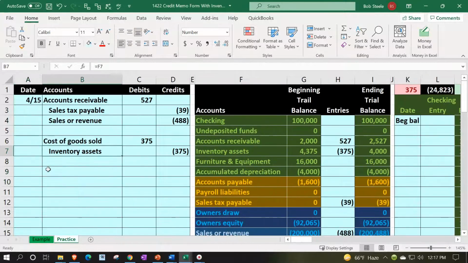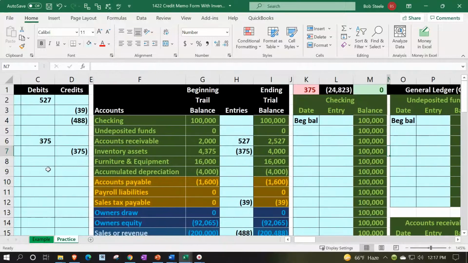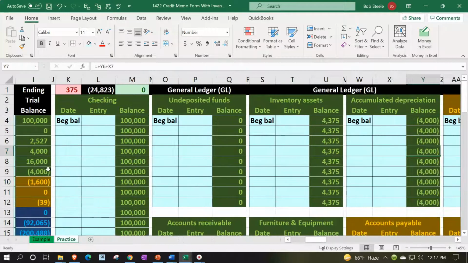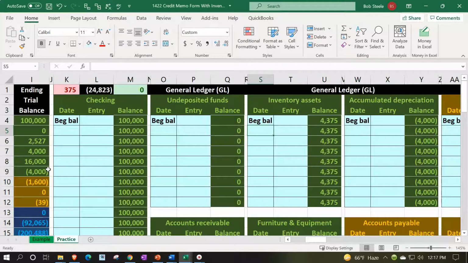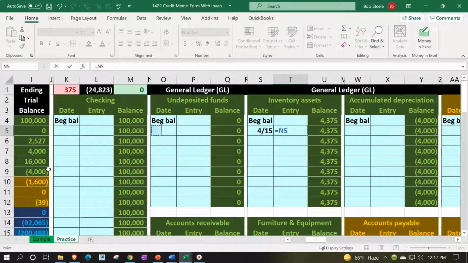Let's record the last one, inventory. That's going to be the fourth account in the assets in green, fourth account. There we go. We're going to go 415, and then in T5 equals left till you hit the wall.